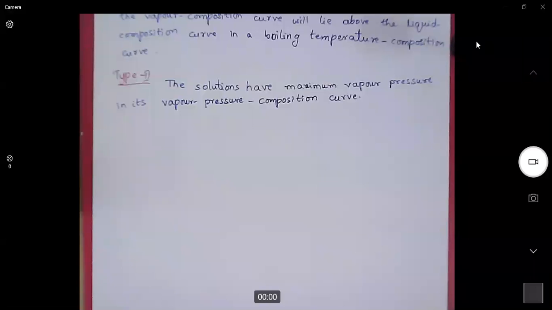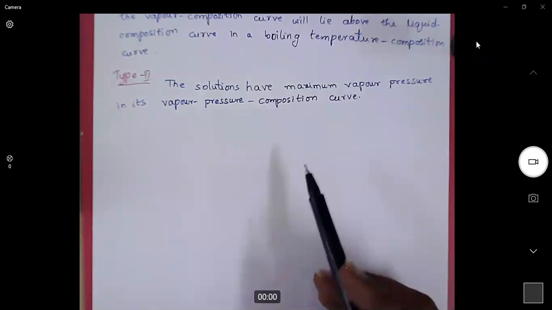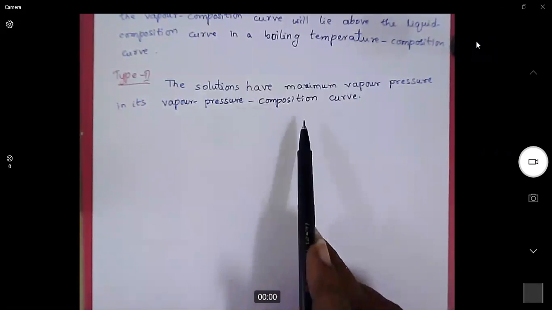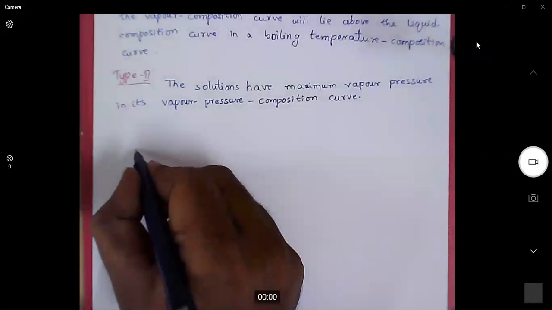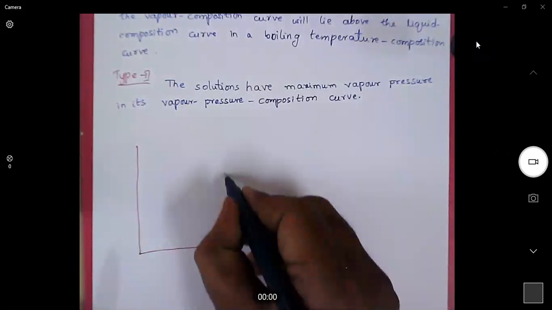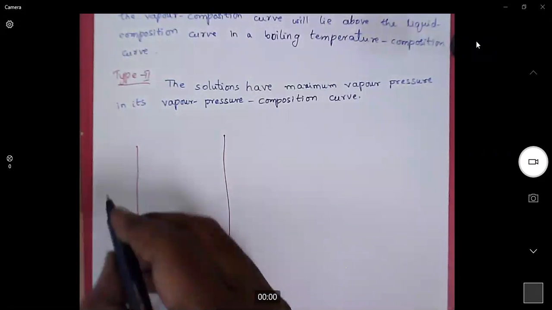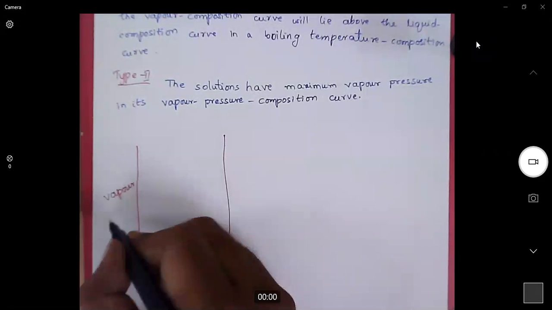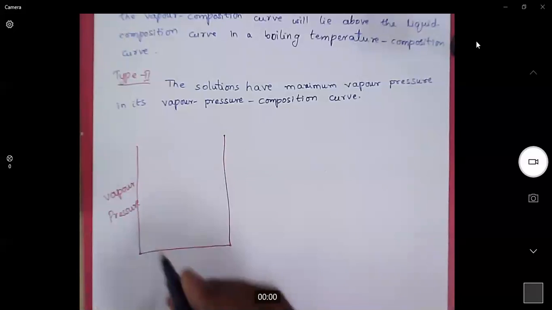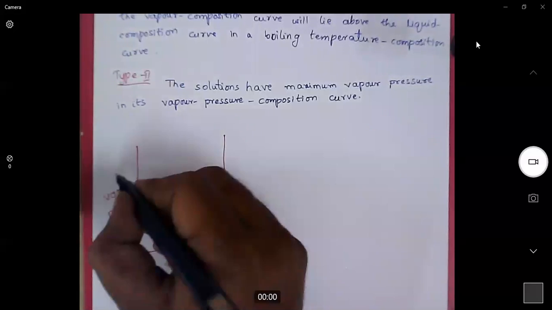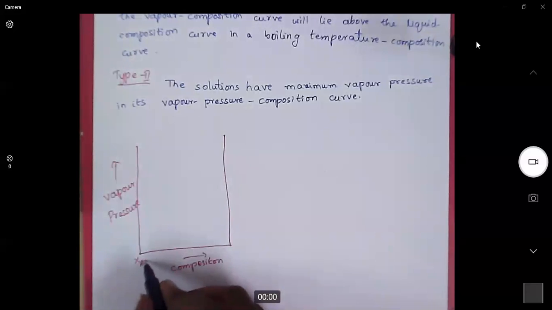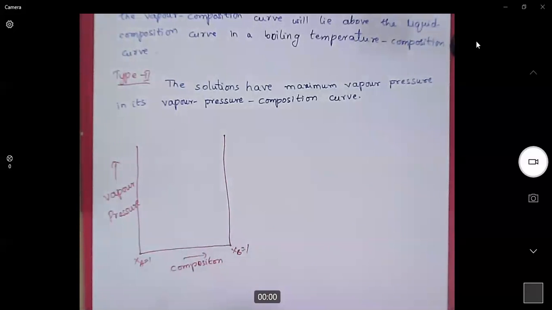What are type 2 solutions? Type 2 solutions have maximum vapor pressure in their vapor pressure composition curve. So on y-axis we will take vapor pressure, on x-axis we will take composition. This is pure A, this side we represent pure B.